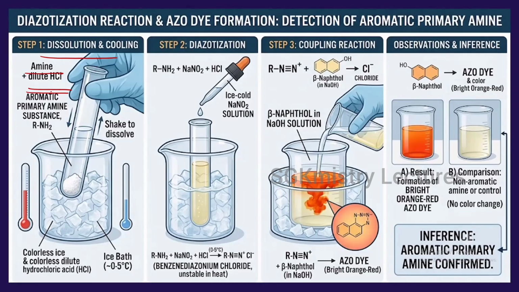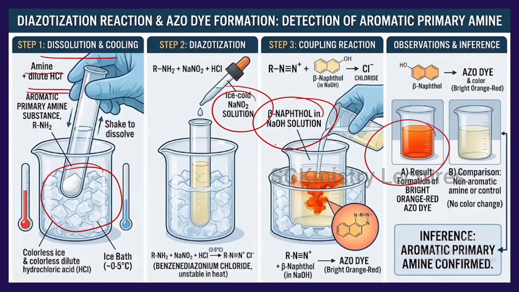So you're going to shake this solution so that it dissolves in dilute HCl, and then you're going to cool it in ice. This particular diazotization reaction has to be carried out at very low temperatures, especially at 0 to 5 degrees Celsius. Right. So once it is done, you're going to add ice-cooled solution of NaNO2. All of these steps have to be carried out at a very low temperature, as I've already told. Now, to this clear solution, you're going to add beta-naphthol in NaOH. You're going to mix the two solutions. Now, you're going to get the bright orange red dye that is obtained. So then we can say that aromatic primary amine is confirmed.